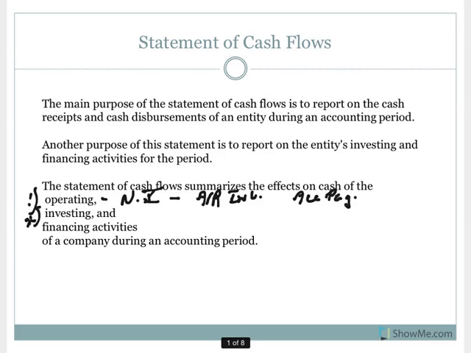Secondly, we look at investing. Investing in fixed assets. Did we increase our investment in plant and equipment or decrease it? And lastly, we look at financing. That is, did I borrow? Debt and equity. Did I borrow more money? That would be cash in. Did I sell more shares? That would be cash in. Did I pay dividends? It would be cash out, and so on.